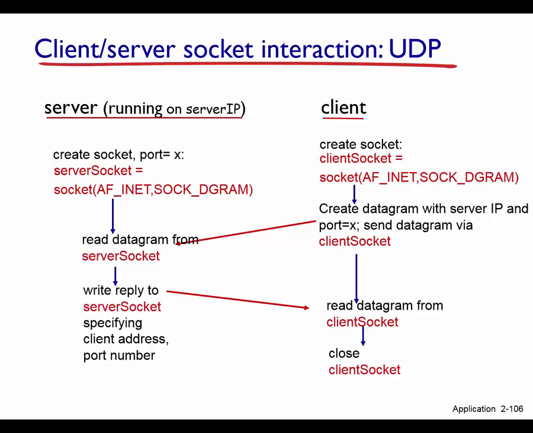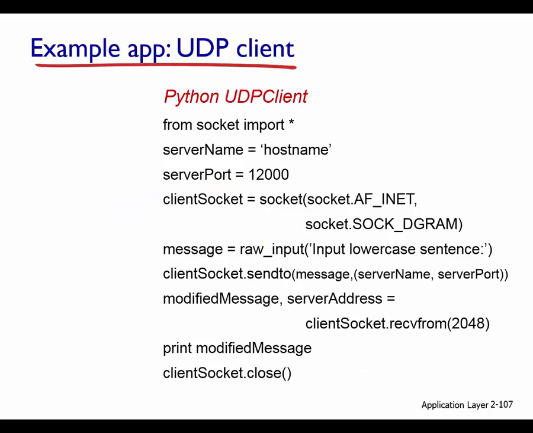We're not using a well-known port, and we send the datagram via client socket. We assume after we send it, the server sends us something back. So we read that datagram from client socket, print it out on the screen, and then we close it.